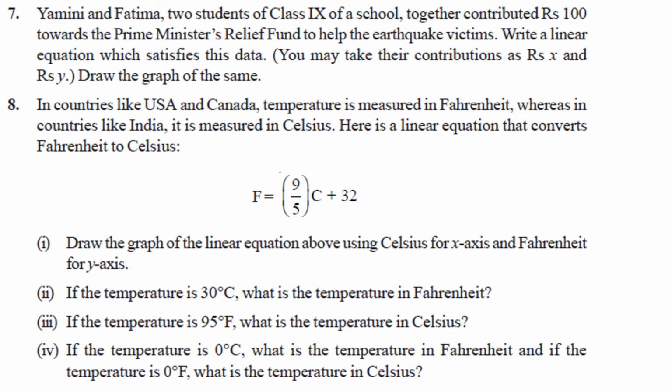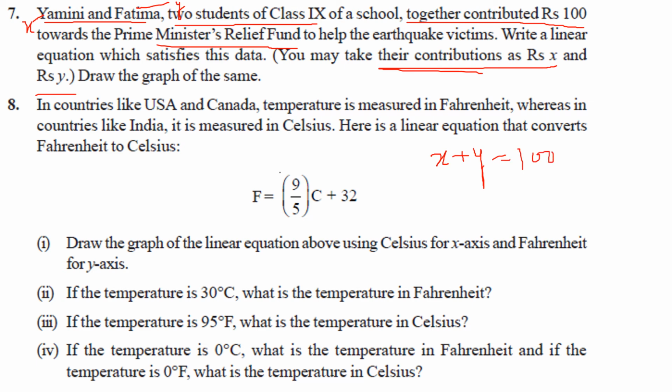Okay, question number 7. Yamini and Fatima, two students of class 9th, contributed rupees 100 together in the Prime Minister Relief Fund for earthquake victims. We have to write a linear equation taking contribution as x and y. Very simple. Whatever is given by Yamini, take it as x rupees, and whatever is given by Fatima as y rupees. Can you form an equation with x, y and 100? Very simple. The equation is x plus y is equal to 100.